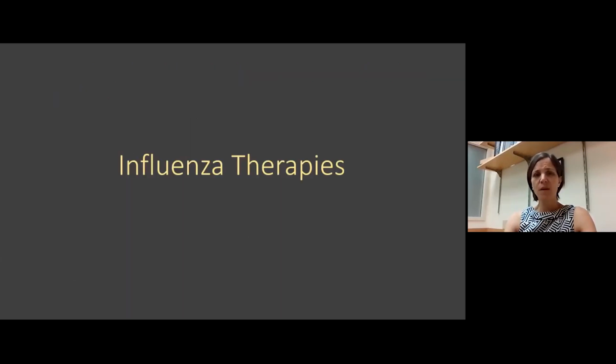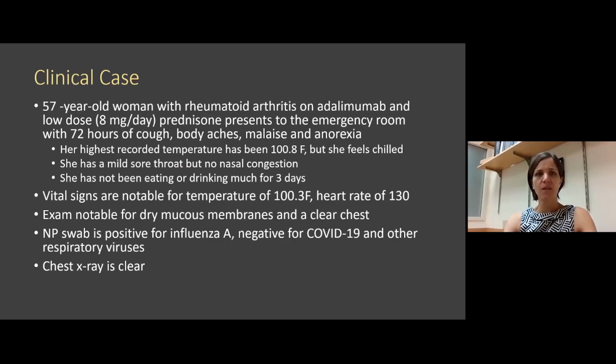So let's move on to my last topic, influenza therapy. And we're going to start with a case. This is a 57-year-old woman with RA on adalimumab and low-dose prednisone who presents to the emergency room with 72 hours of cough, body aches, malaise, and anorexia. Her highest recorded temperature is 100.8, but she feels chilled. She has a mild sore throat, but no nasal congestion. She has not been eating or drinking much for 3 days.